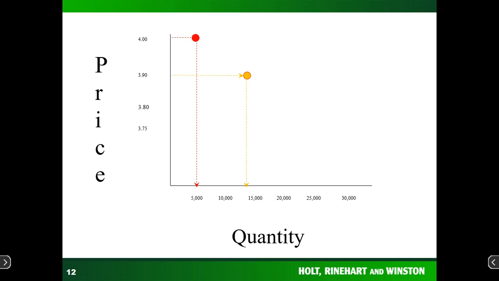At $3.90, it was close to 15,000. At $3.80, it was just over 25,000. And at $3.75, it was just under 3,000. Now to make our demand curve, we just connect the dots. And then we label the demand curve D1. That's it. See, you're making it sound too difficult. It's not hard at all. So do this one on your own.